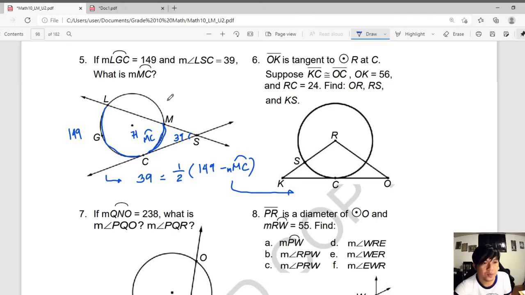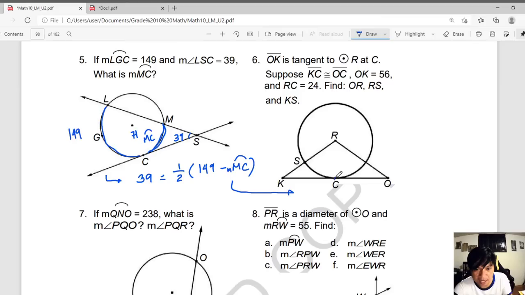Okay, line OK is tangent to circle R at C. Where is OK? Suppose line KC is congruent to OC. This KC is congruent to OC. So, that means their measures are the same. This line and that one.